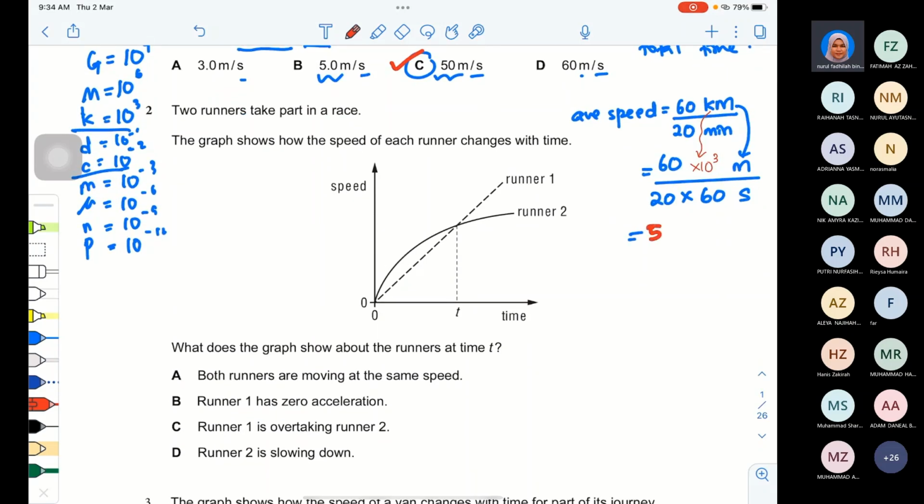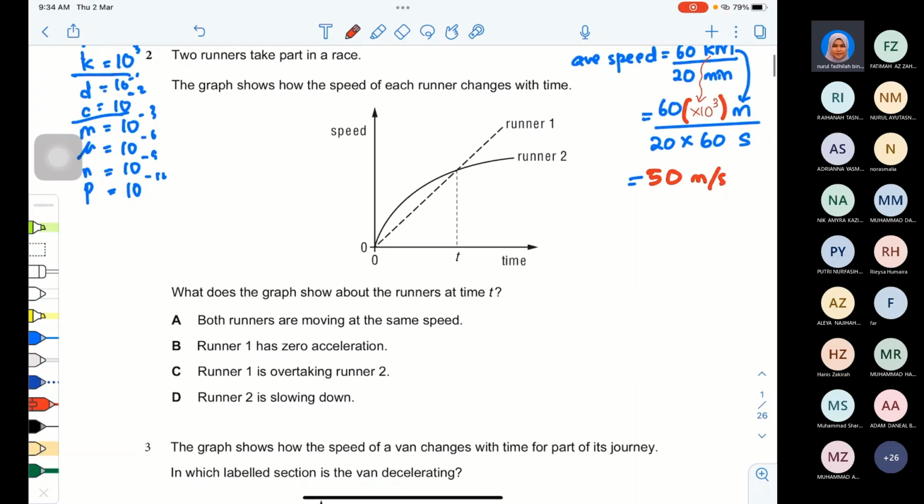Okay. Ini you boleh take note. If you have paper and pen, you boleh buatlah notes. How do you convert this? Kalau tak nanti saya boleh bagi ni. Okay, the graph shows how the speed of each runner changes with time. So we have 2 runners. What does the graph show about the runners at time t?